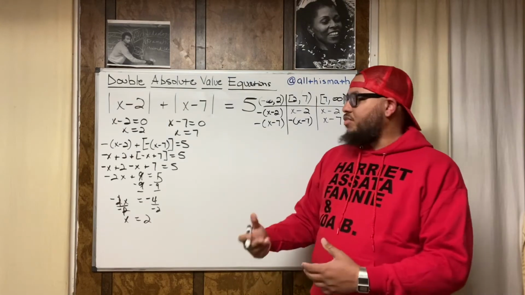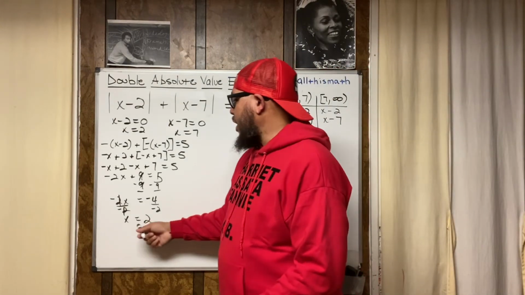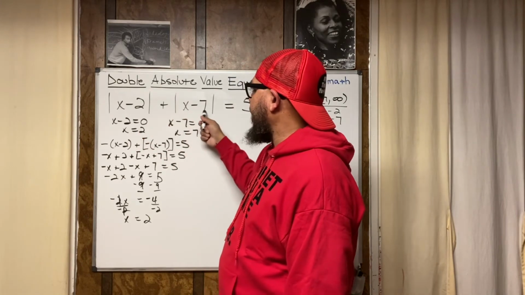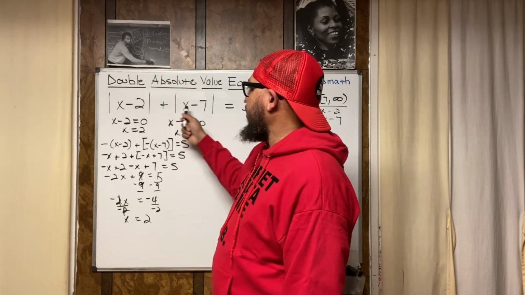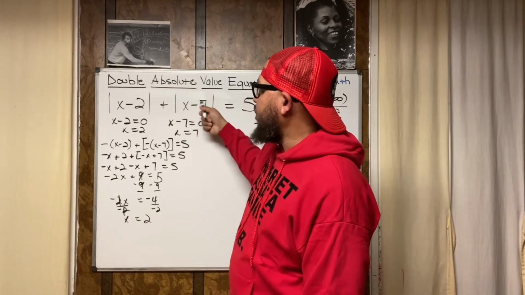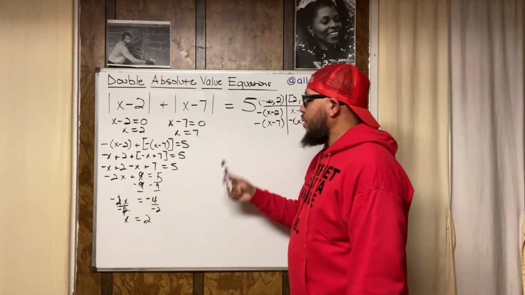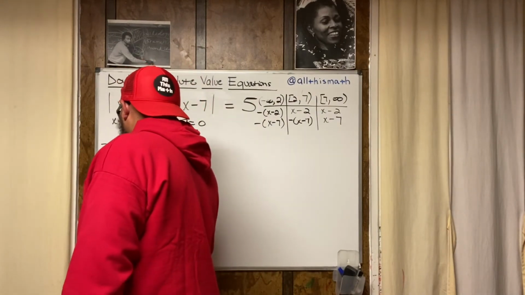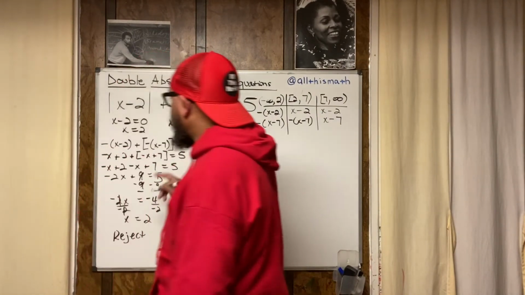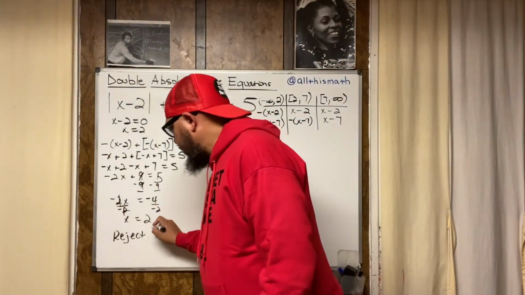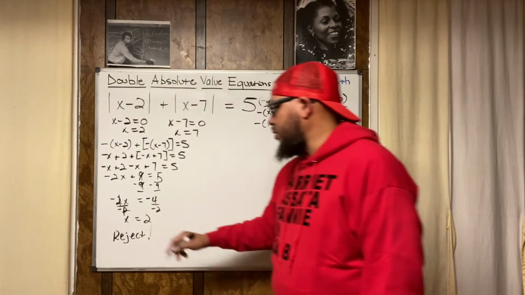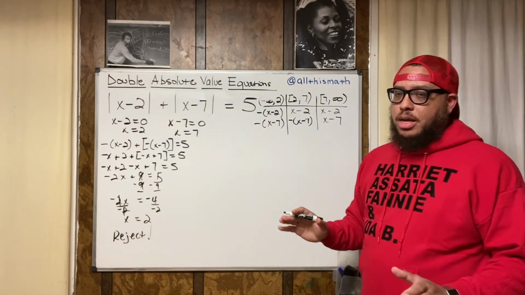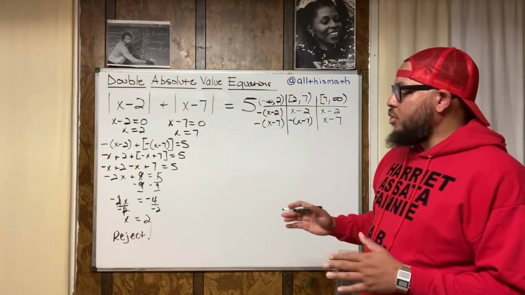But you'll see something interesting that happens because look, check this out. If you did substitute in 2, 2 minus 2 is 0, 2 minus 7 is negative 5. 0 is just 0. Negative 5, absolute value becomes positive 5. 0 plus 5 is in fact 5. So while I do reject x equals 2 in this interval, let's see what happens. Let's see what happens when I create the equation for this second interval. Let's see if we still end up with 2 as one of our solutions.